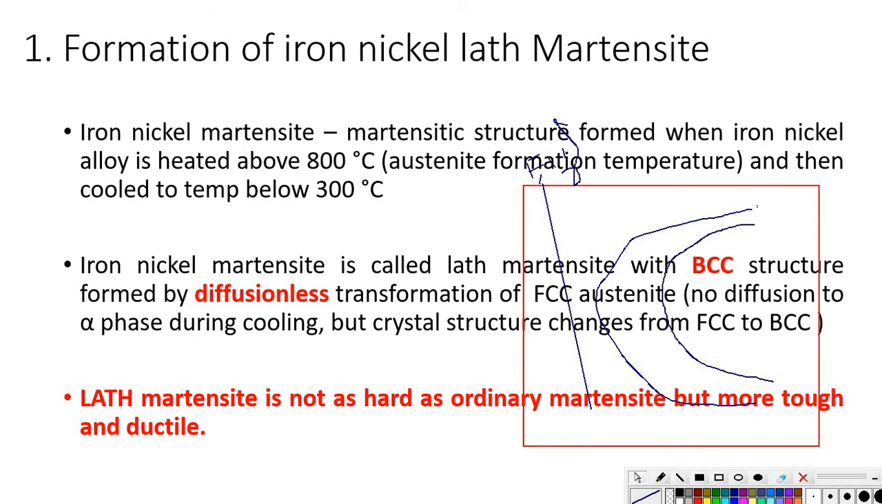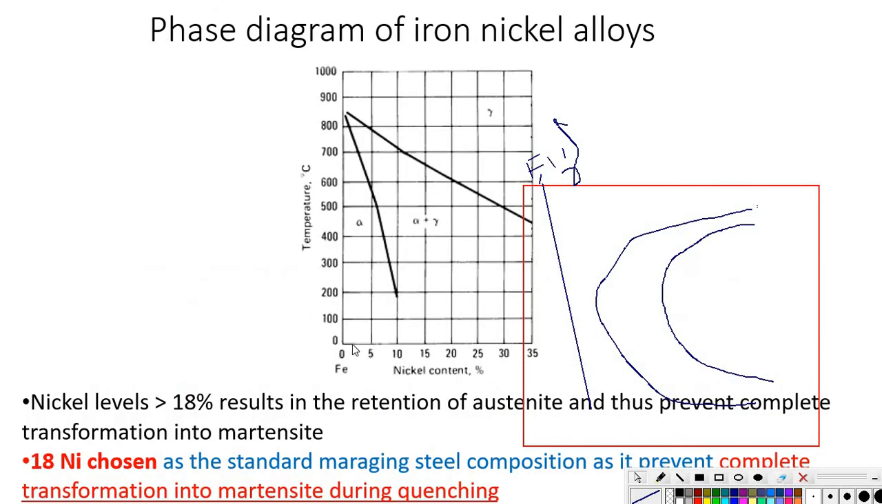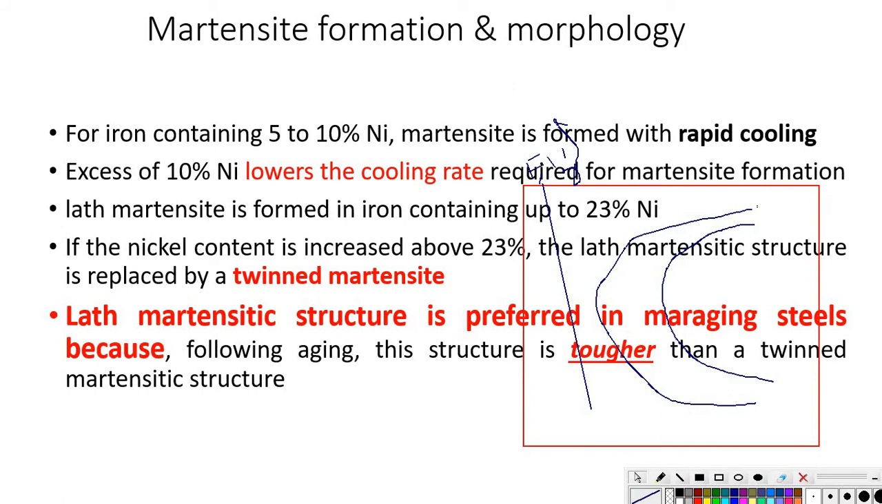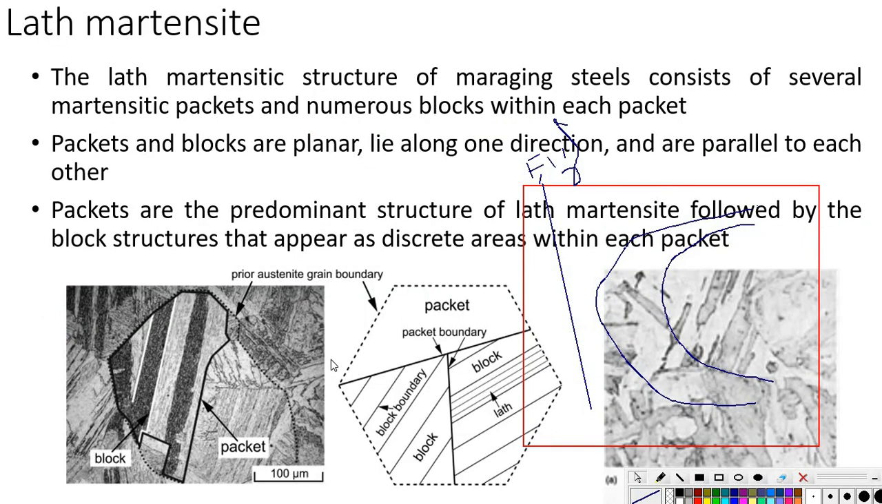And after that, martensite is formed by rapid cooling. This percentage is important, 23% nickel. If we use a higher percentage of nickel, there may be a chance for the formation of twinned martensite. That is not a desirable one. So we need lath martensite at the end of the quenching process. This is the lath martensite structure. Here we can see the packets and blocks arrangement of lath martensite.